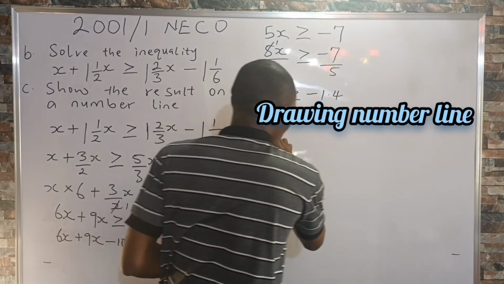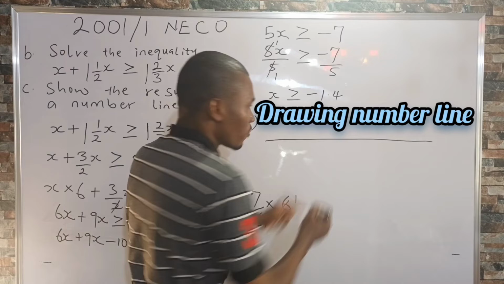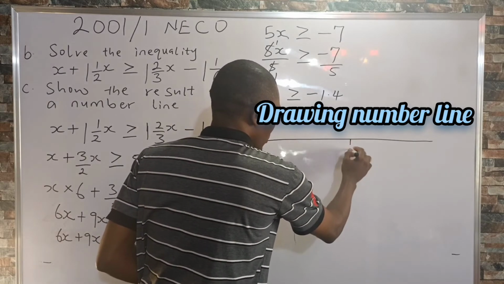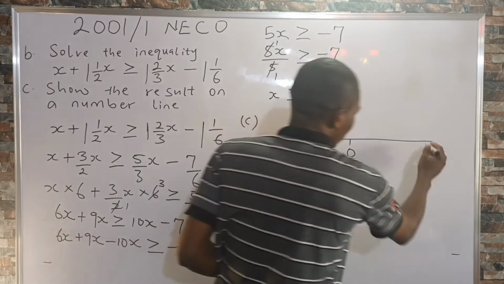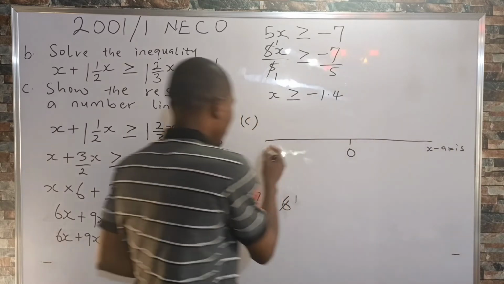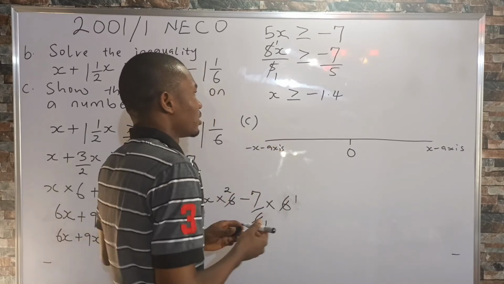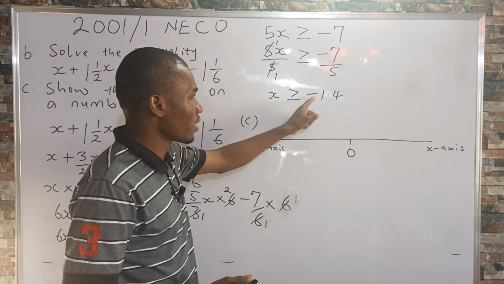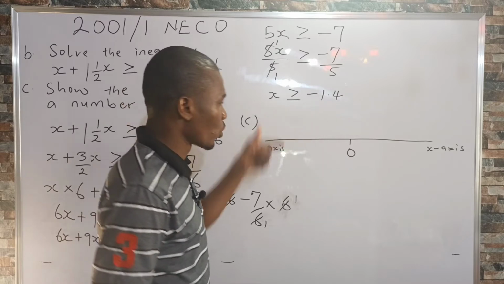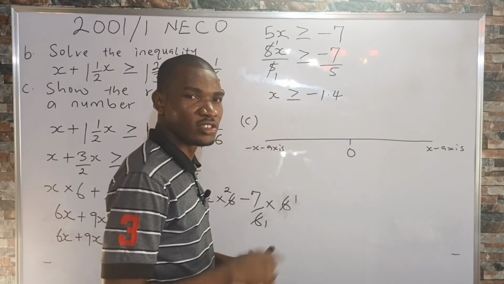Then let's draw a straight line first. Then indicate the center of origin as 0. Then remember, this is our positive x-axis, and here is our negative x-axis. Then looking at the value we have here, we have negative 1.4. So whatever value we put on this number line, let it not exceed 2.